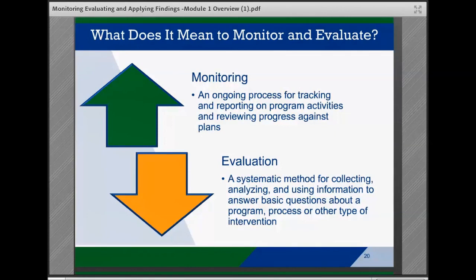Evaluation is a more rigorous and systematic method for collecting, analyzing, and using data and information over a specified period to answer questions about the effectiveness of a program or process. To sum up, monitoring is ongoing and tends to focus on what is happening, whereas evaluation is a more rigorous process that happens at specific points in time to assess how well it happened and what difference it made.